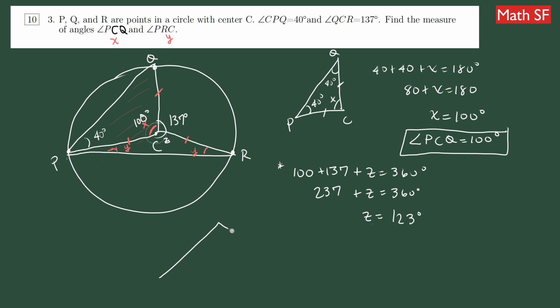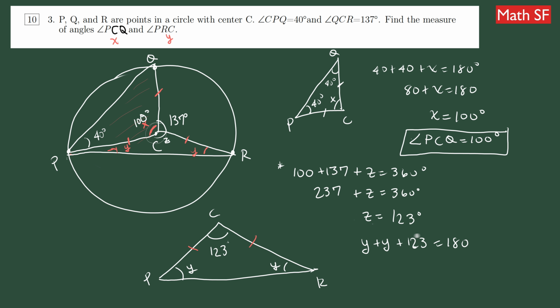Look, this triangle that we have in the bottom, the triangle PCR, is an isosceles triangle, and this is Y, and this is Y, and this is the one we just found, 123. So we're saying that Y plus 123 should be equal to 180 degrees. So I'm going to subtract 123.